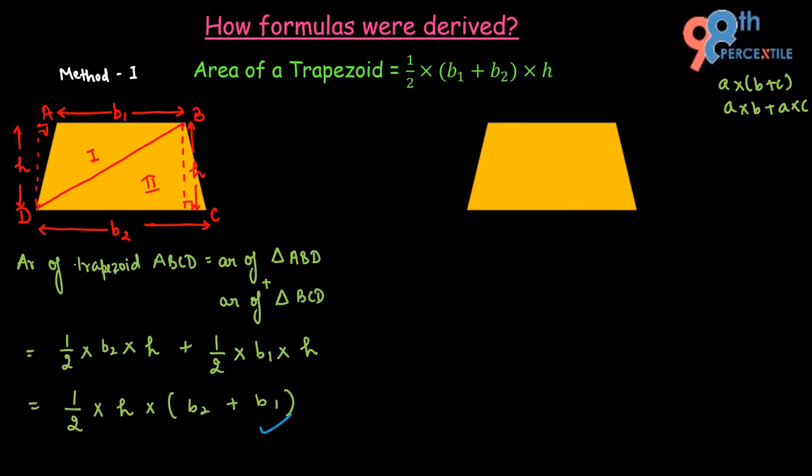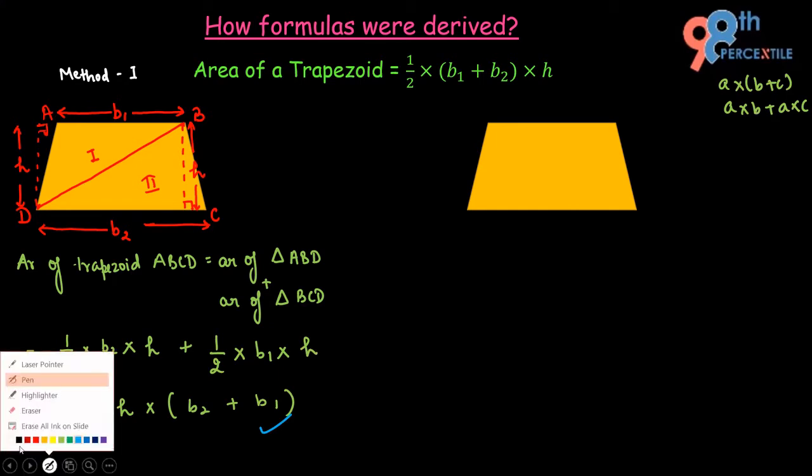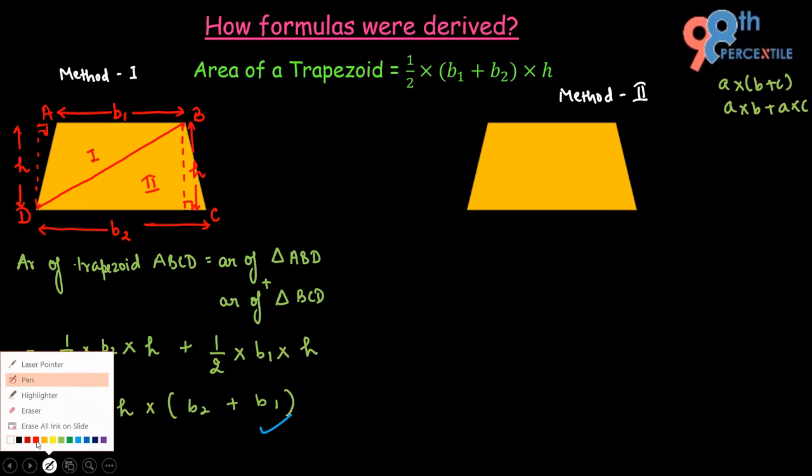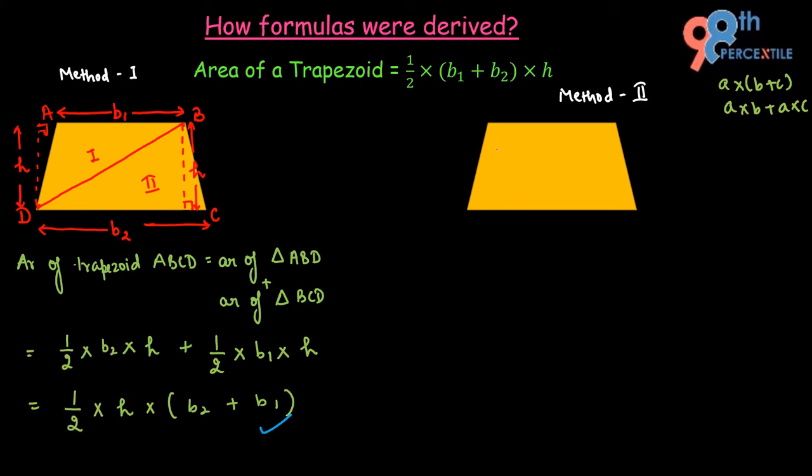So this was the first method. Now let's look at the second method as well. The second method is a bit complicated, I would say. If you get the first method, then it's absolutely perfect. Now let's just look at the second method as well.